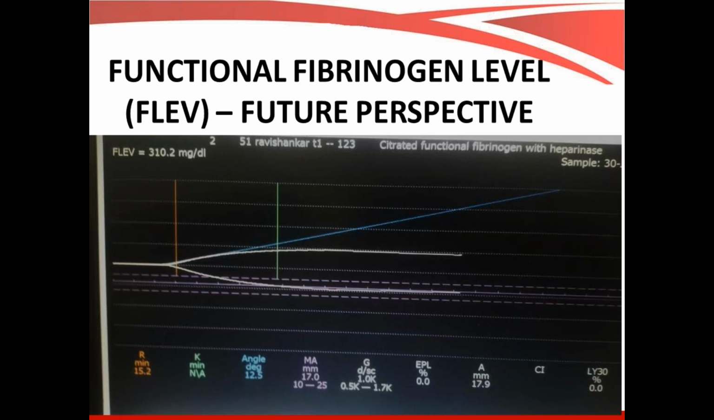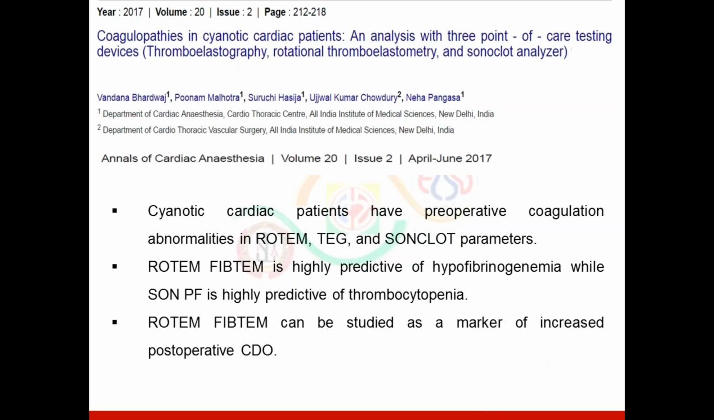And if you see a value of 310 milligram per deciliter of a functional level of fibrinogen, it is on the higher side. And once that is high, you know in a minute, according to the tracing, your MA is low, your lysis is not happening, and your patient, because of low fibrinogen, needs a lot of cryo as well as fibrinogen concentrates. So this is how we are using it on cyanotic patients and on our ECMO patients.